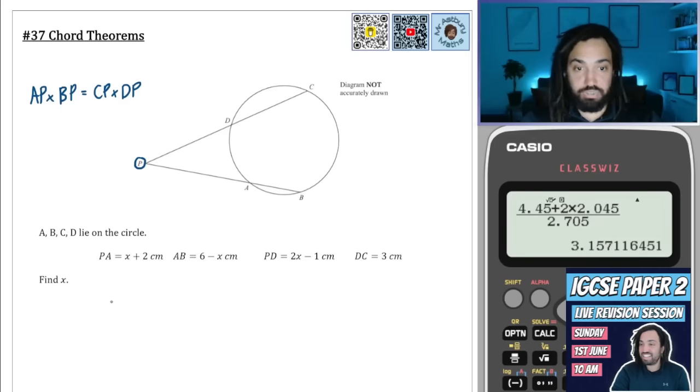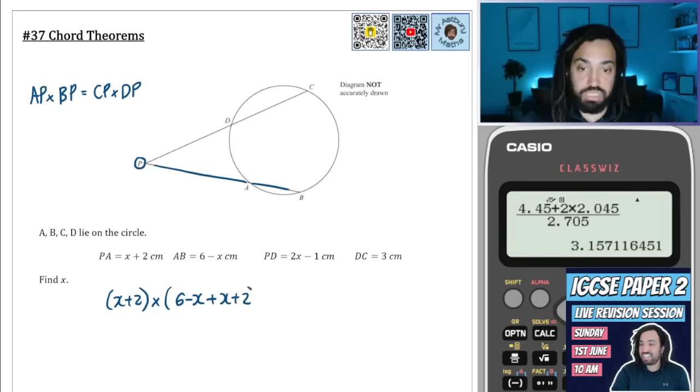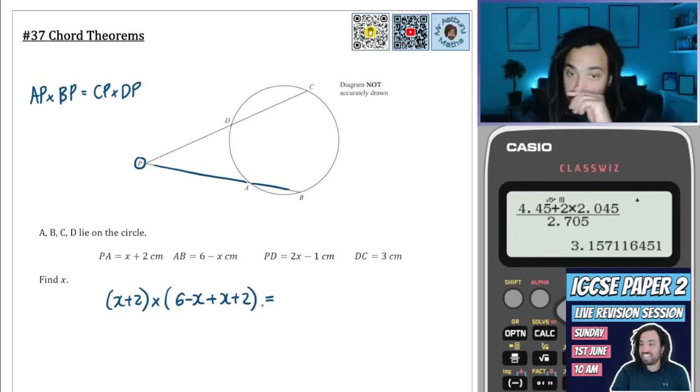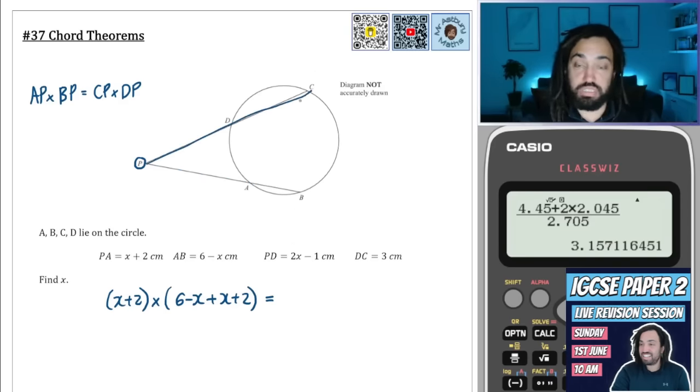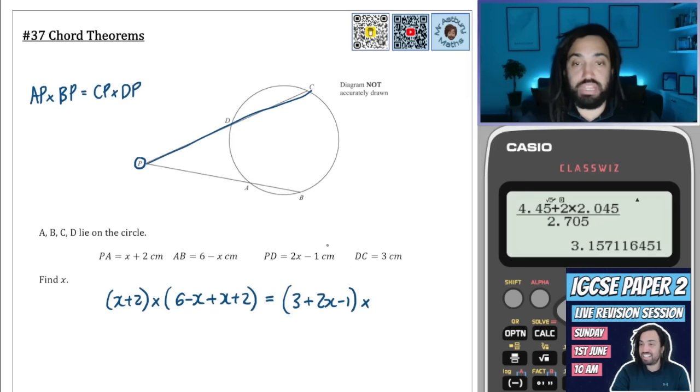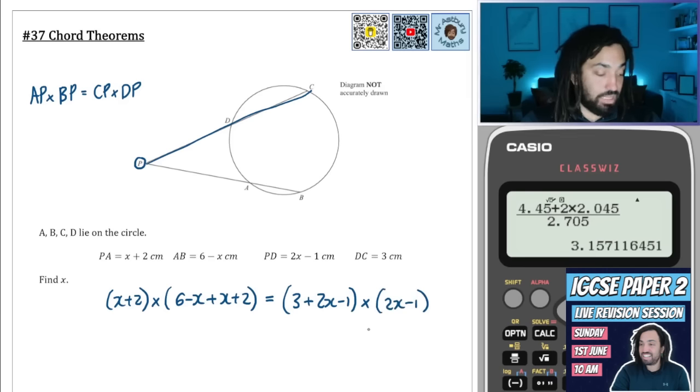So following this exact formula, AP is x plus 2 times by BP. Well, BP is AB, so this bit and this bit all together. And that's equal to CP, which is all of that. So that will be 3 plus PD, which is 2x minus 1. And then we're going to multiply that by DP, which is just 2x minus 1. Okay, right, there's our formula.